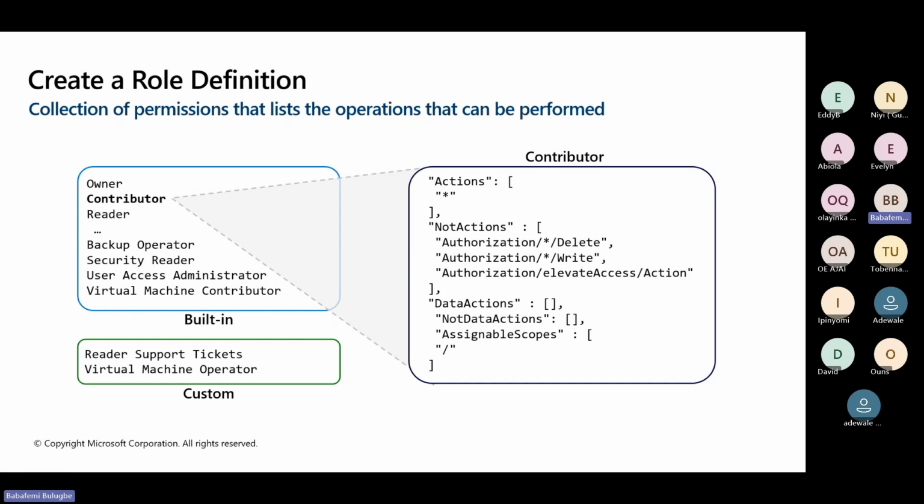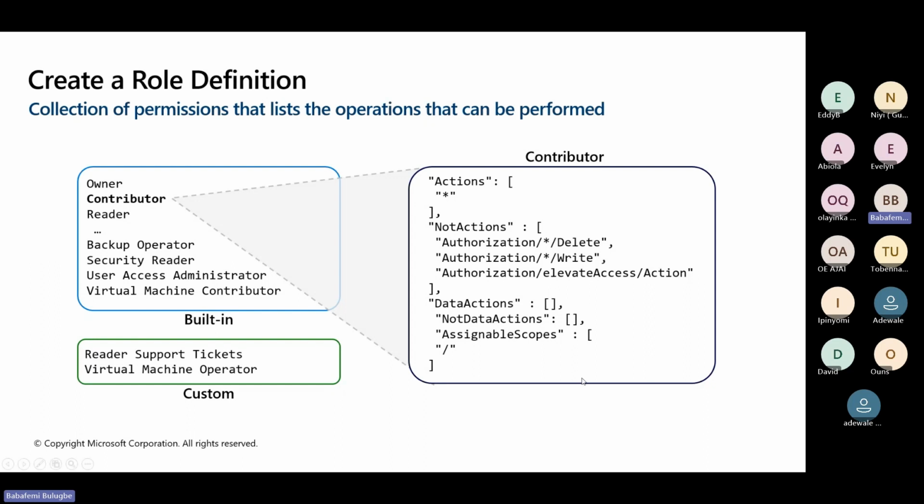Do you understand? And within that, they've said the user should not be able to delete, should not be able to write. So when you see write, it means create. Then here, the user should not be able to elevate access, which means the user should not be able to add another user on another scope. Should not be able to assign a role to users on that particular subscription or on that particular resource group or on anything.